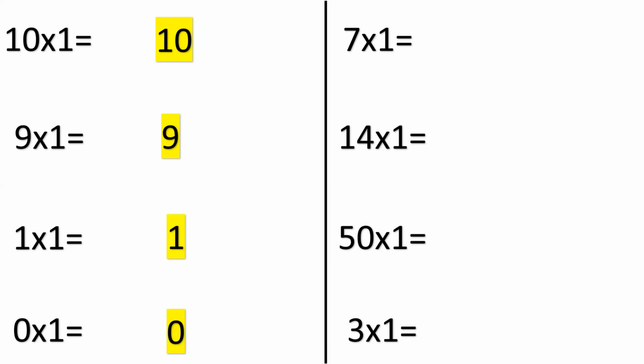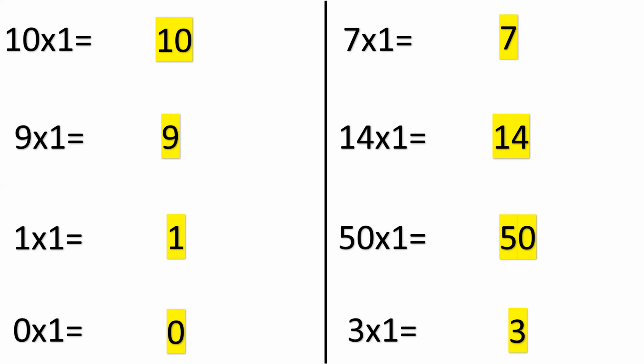10 times 1 equals 10. 9 times 1 equals 9. 1 times 1 equals 1. And 0 times 1 equals zero. I tricked you guys. Remember the property of zero. Any number multiplied by zero equals zero. That also includes one. Let's check the rest of your work.